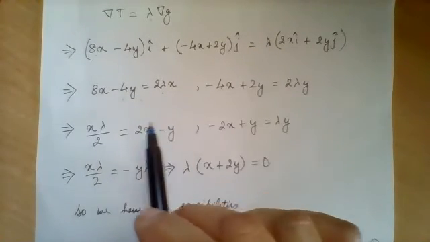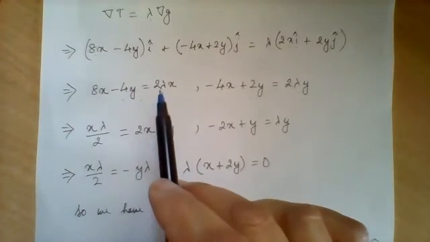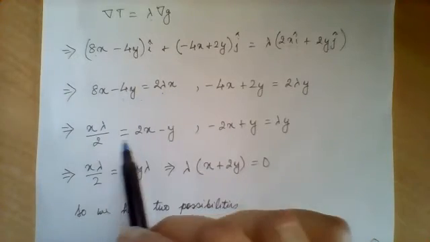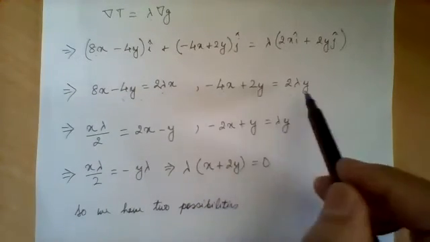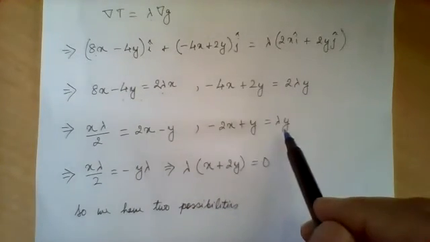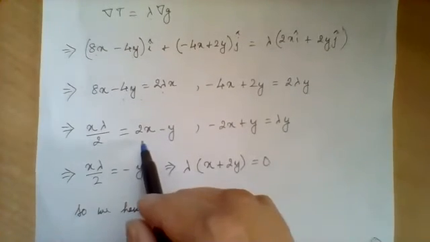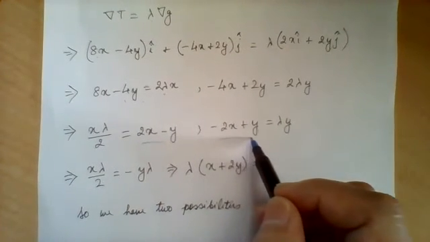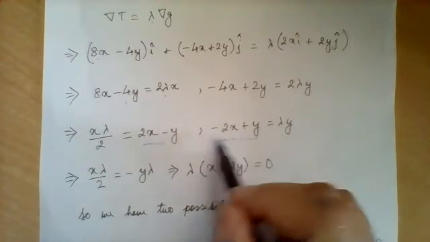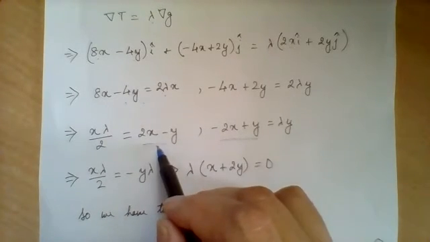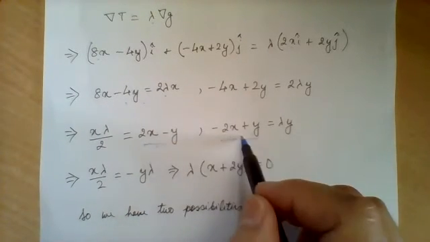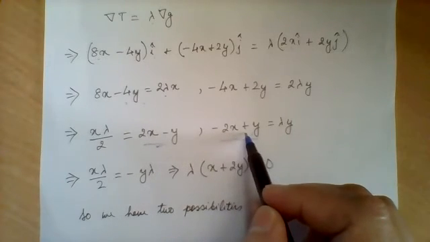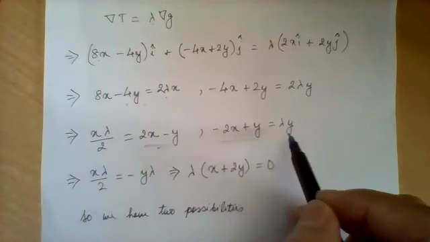So you take 4 common. You divide throughout by 4, you get this expression. You divide throughout by 2, you get this expression. Here it is twice x minus y, and here it is minus twice x plus y. These two are negatives of each other. So if you multiply this by minus 1, you get this expression. That means this is equal to minus this expression.